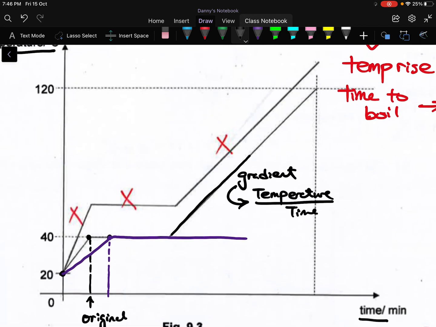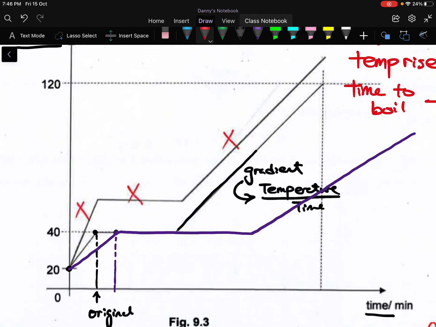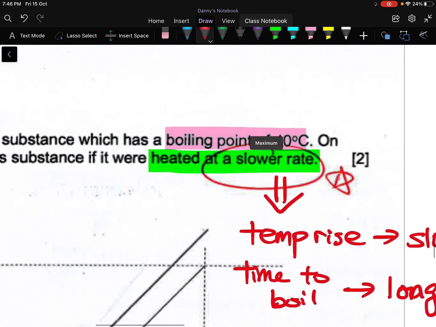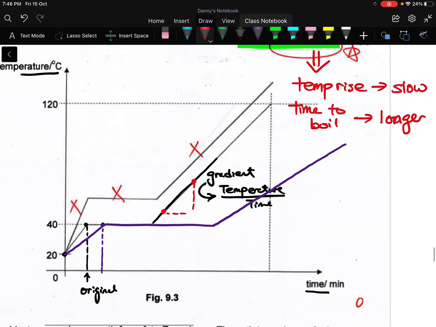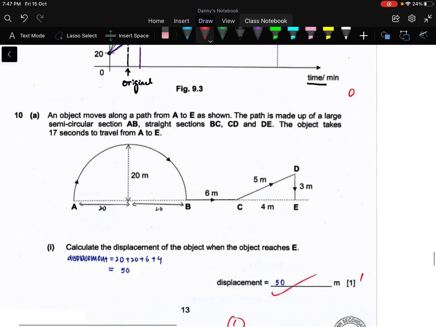So now if you have a slower heater, it means that your gradient should be less steep, right? So that the temperature rise over time should be smaller. Right down here, if you look at the gradient, what do you do with the gradient? You take this point minus this point, right? This is your gradient, right? So what you are getting is actually the temperature rise over time. So if you have heating by a slower rate, then you will have a gradient that is less steep. So that's how you should approach part B.